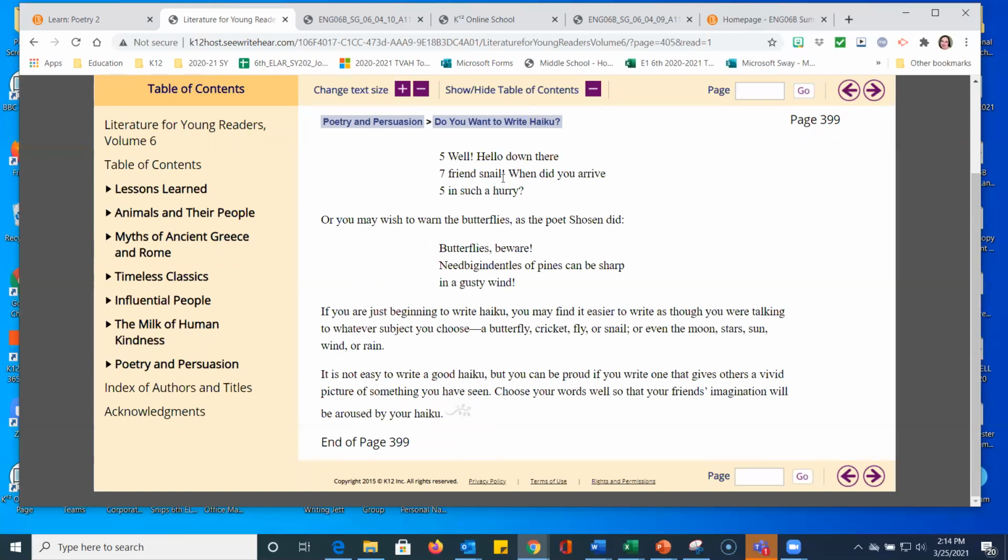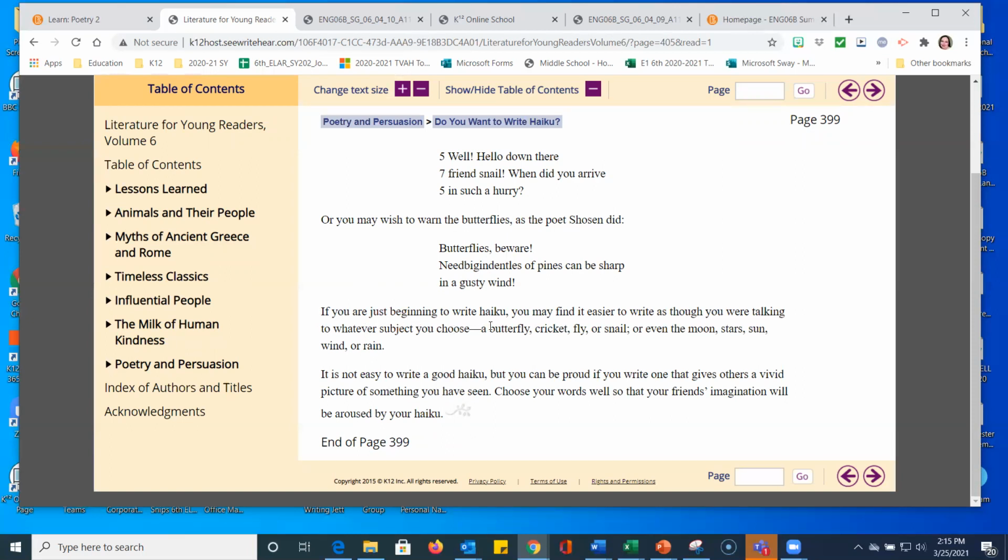Well, hello down there, friend Snail. When did you arrive in such a hurry? Or you may wish to warn butterflies as the poet Shoshin did. Butterflies beware. Needle tips of pines can be sharp in a gusty wind.